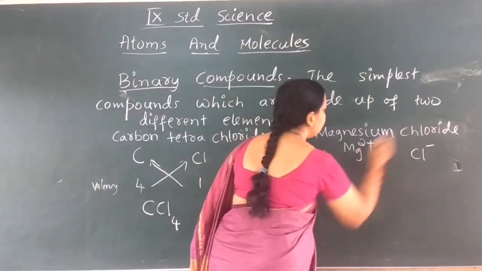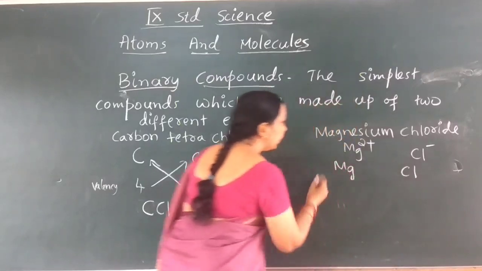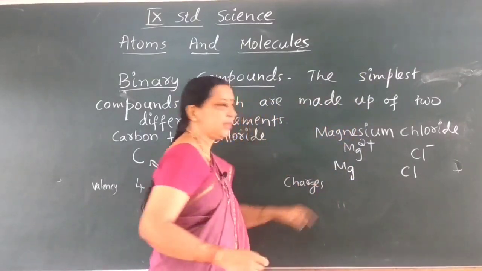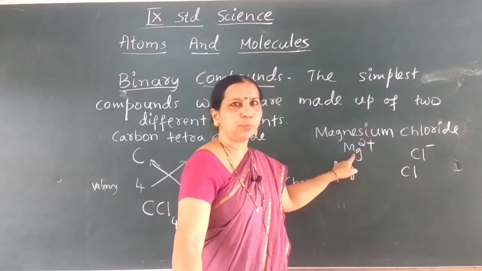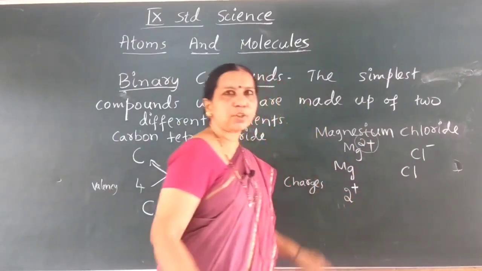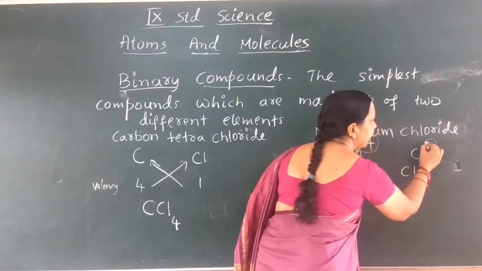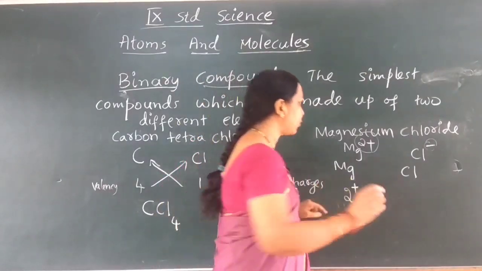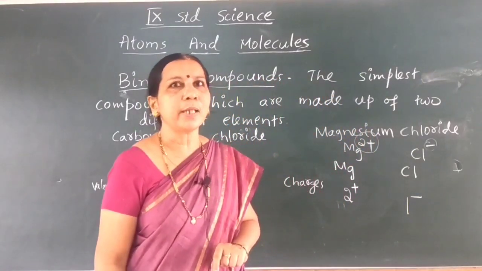Now, which are the constituent elements here? Mg and Cl. Now, we don't write valency here, we write the charges. What is the charge for the cation, magnesium ion Mg2+? Look here, 2+ is the charge. So magnesium 2+ is the charge and Cl-. Look here, the number is not noted because it is only one charge, it is 1-. So we write the charge 1-.